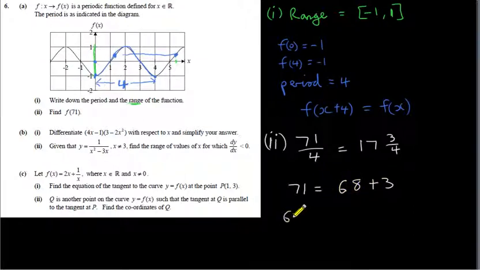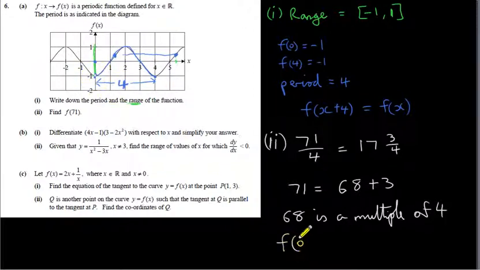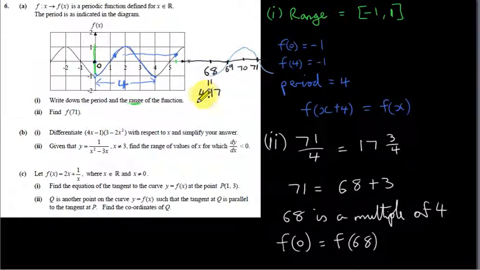68 is a multiple of 4. So that means that f of 0 will be the same as f of 68. 68 is 4 times 17. So that tells us that f of 68 will actually equal f of 0. f of 68 is -1. And this pattern will repeat itself again. So as long as this number is a multiple of 4, the pattern will repeat itself.